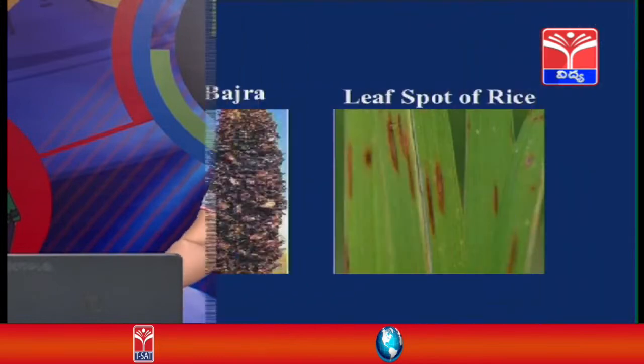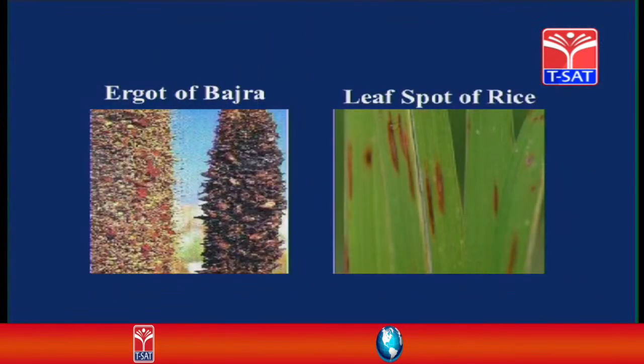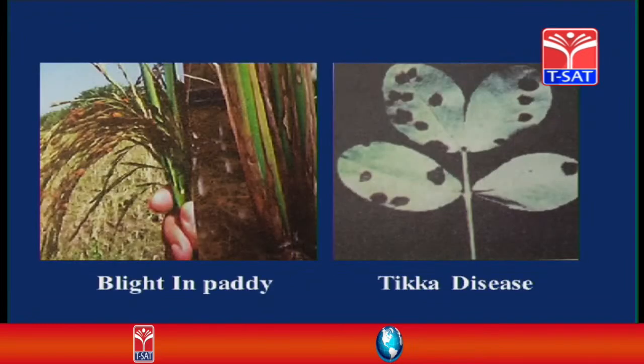Is it clear, children? Now, let us see here: not only human beings and animals get diseases, even plants also get diseases, isn't it? Plants get diseases from viruses, bacteria, fungi, etc. Here some examples are given. See children, what type of diseases occur in plants. The first one is ergot of bajra, a disease in bajra, and the second one is leaf spot of rice. Next, blight in paddy is also one of the diseases.